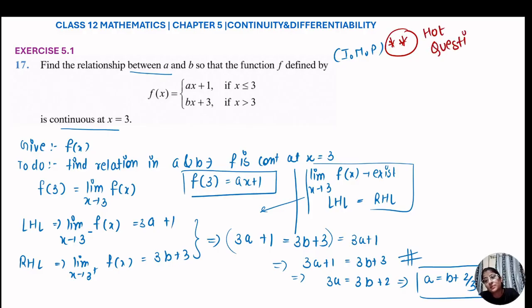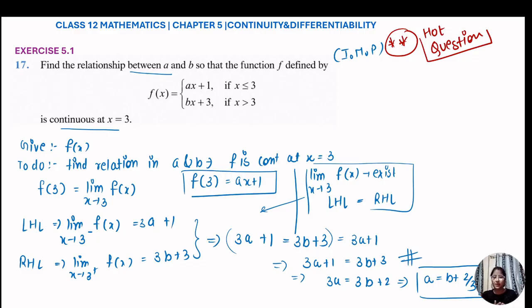Why is it a hot question? Because you are just applying continuity in a function. In the board you have two types of questions. The first one is the basic, which asks for your basics of a particular chapter. The other one is the application of those basics. That is what we did here. We just used the definition of continuity and found our relation.